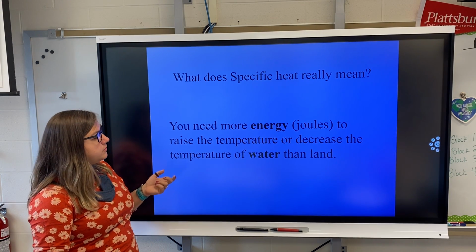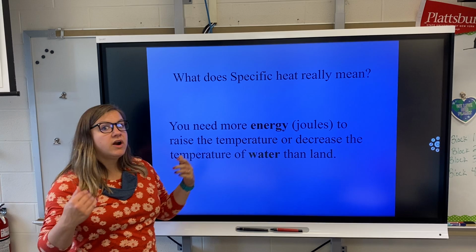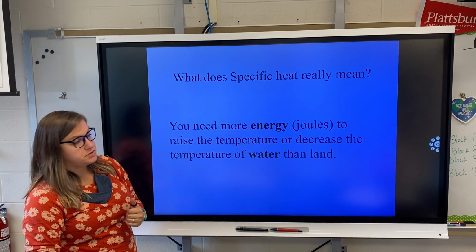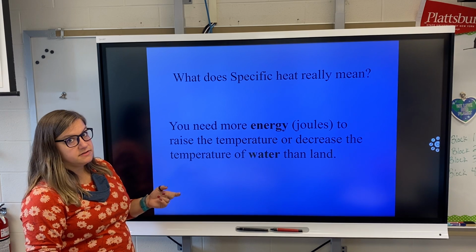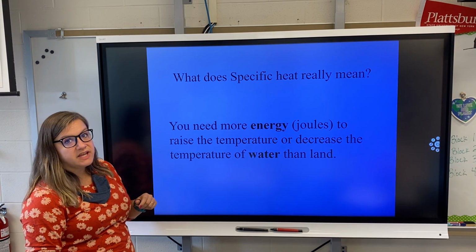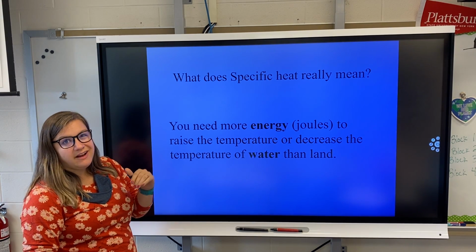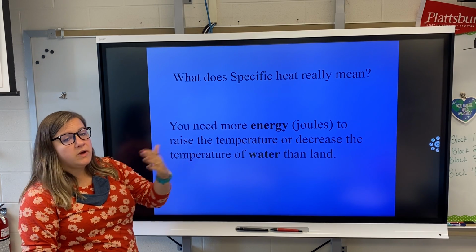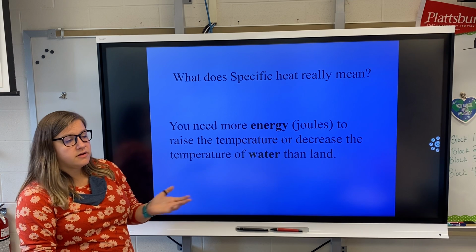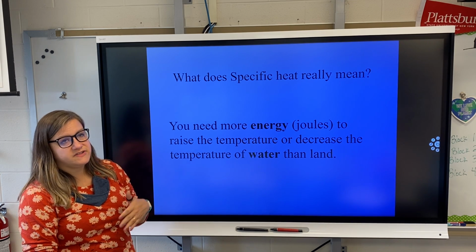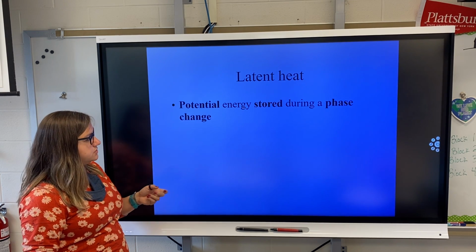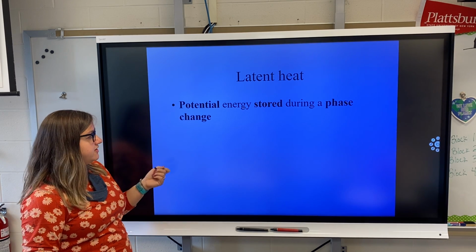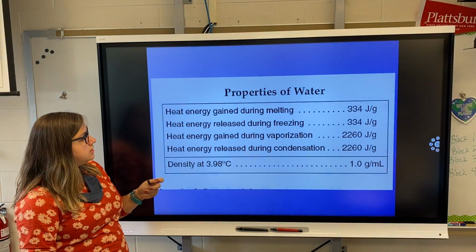So what does specific heat really mean? That you need more energy to raise the temperature or to decrease the temperature of water than land. So that means when you looked at your reference table, basalt and granite, all those rocks, had a lower specific heat than water. So that's why water usually will stay warmer longer than the rocks or the sand or anything on the beach.